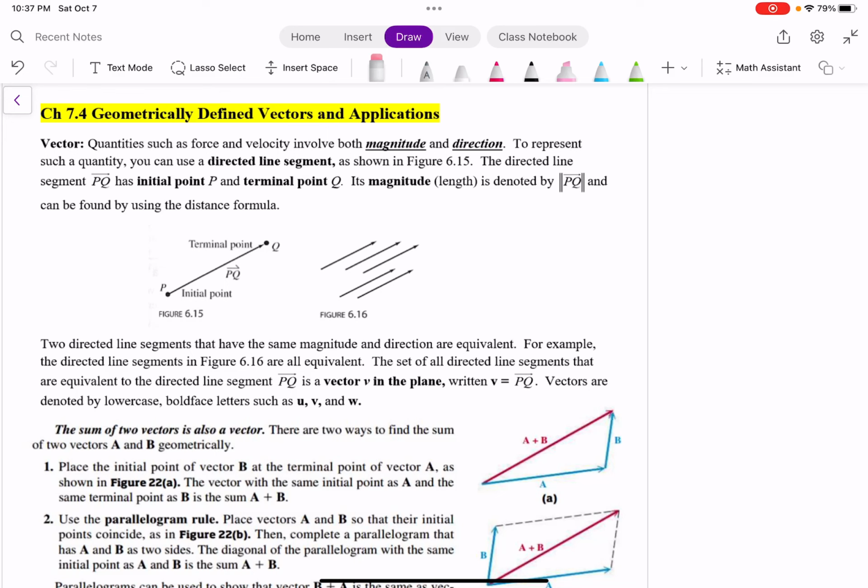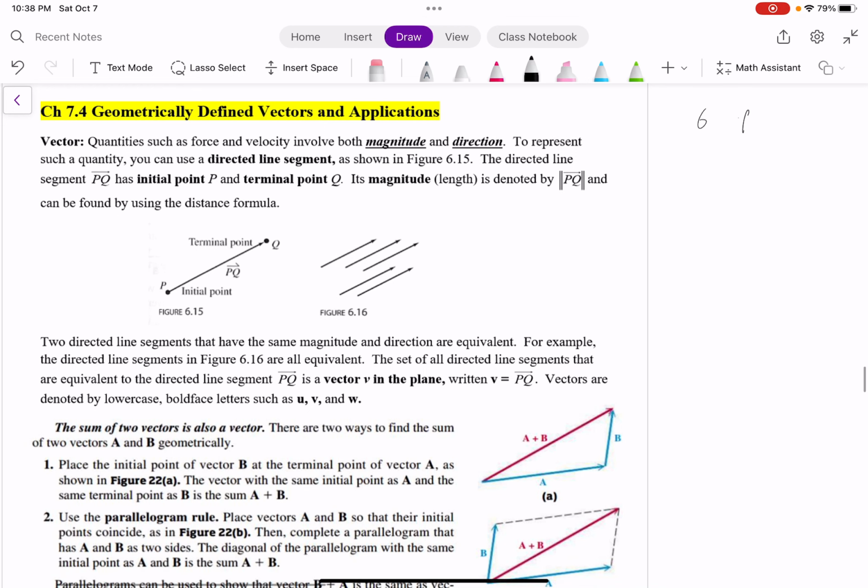This video we're learning geometrically defined vectors and applications. Let's see what is a vector. Quantities such as force and velocity involve both magnitude and direction. The magnitude is such as the real numbers. For example, the height is a real number. For example, my friend, he is 6 feet tall. So the 6 is the magnitude, or 6 feet, we say this is magnitude.